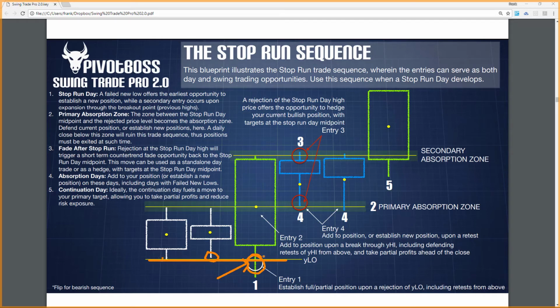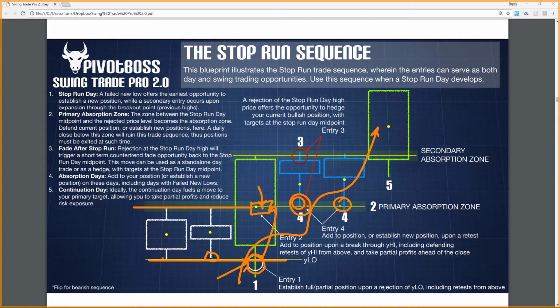of lows here, a retest of the previous low from above could be an opportunity to get in. The next entry point would be a retest of the breakout point from above after a stop run occurs through it. And again, sometimes that will be your primary entry on this type of day. Your third entry opportunity will come here and here, so 3 and 4, in terms of the primary direction.